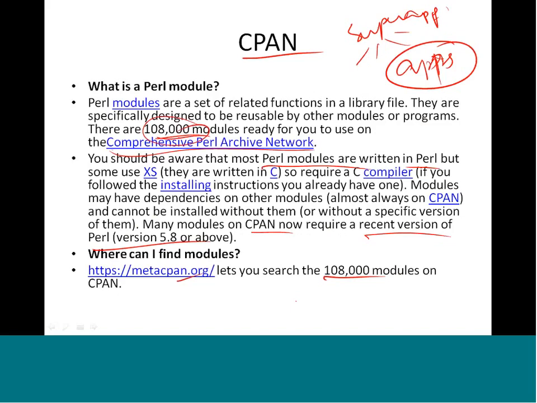And one thing to note is that not all the modules are written in Perl. Some of them are written in XS, and they also require a compiler. We also want to note that the modules themselves call other modules, so we need to install the whole thing to get all the modules. And a recent version of Perl is another thing that we need for accessing CPAN modules. The Perl version has to be 5.8 or above.